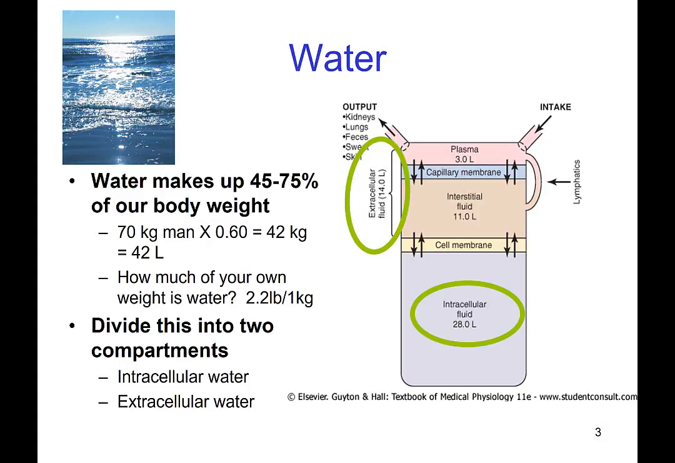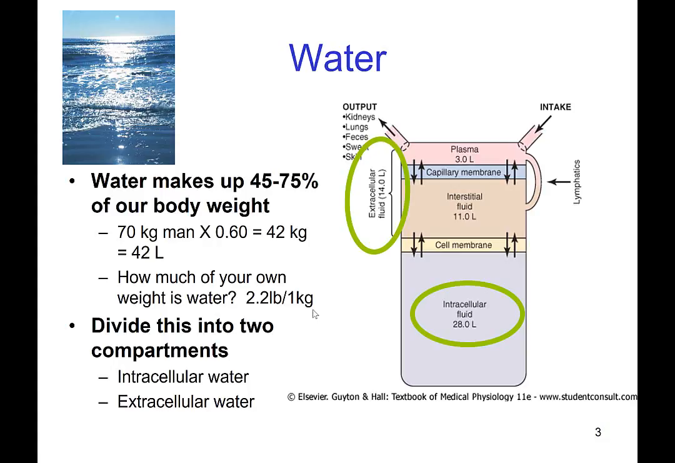Then if you take your kilograms as shown here and multiply it by 0.6 for 60%, you can figure out how many kilograms of your body mass is in water. And for every kilogram of water, that equates to 1 liter of water volume. So how much of your own weight is water mass? Well, again, divide your pounds by 2.2 to convert to kilograms and then multiply by 0.6 to get a rough estimate of how much of your body mass is water.